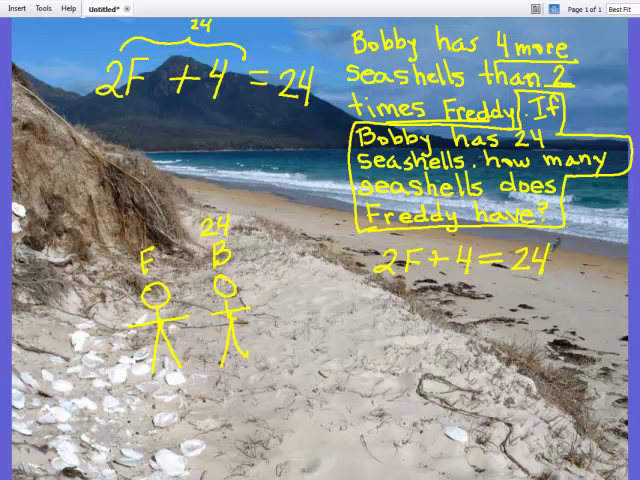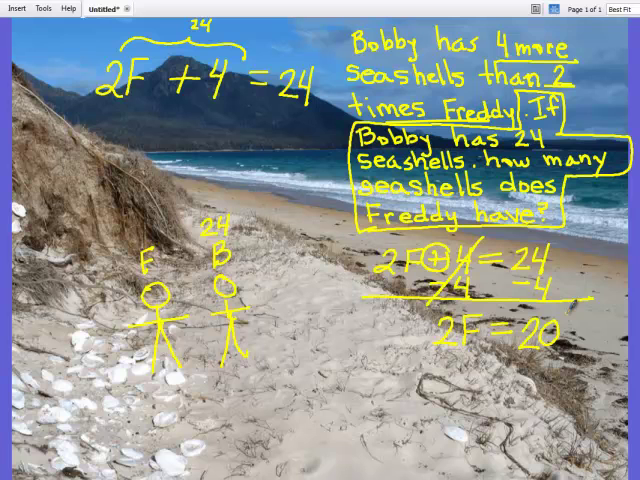So we've been talking about the inverse operation. So our inverse operation of addition, the opposite of addition, is subtraction. So I'm going to do something to both sides. Remember, always keeping things balanced with an equation. So we're going to subtract 4 from both sides. And then this cancels out, plus 4 and minus 4 makes 0. So then what's left on the left side is 2f equals 24 take away 4, which is 20.